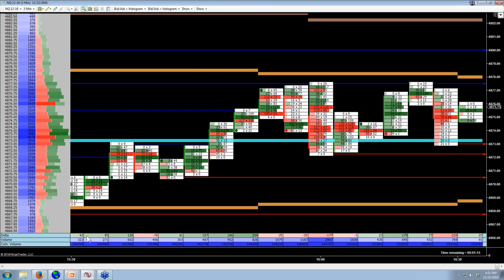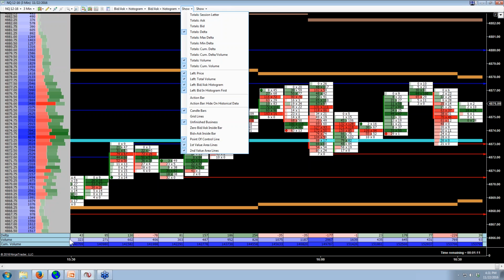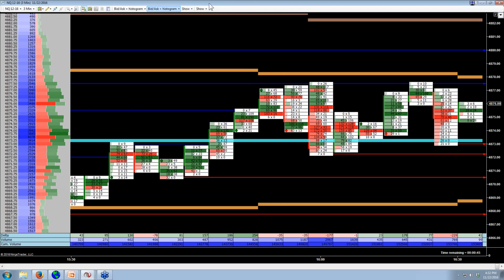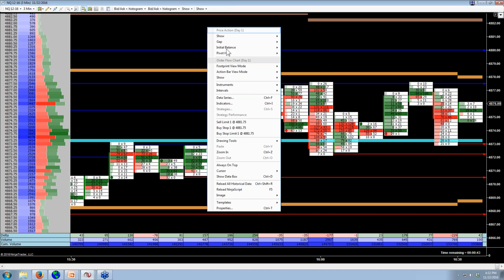And then the same down here. You can choose to show as much or as little information down here as well. So you see I have the total delta. You can put the session letter if you want. Remember that market profile screenshot I showed you with the alphabet? So you can put the bid and the ask. You can put maximum delta, minimum delta, cumulative delta, delta and volume. The list goes on and on. So once again, all customizable.